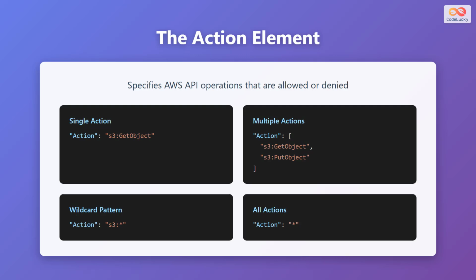The action element specifies which AWS API operations are allowed or denied by the policy. You can specify a single action, such as s3:GetObject for retrieving objects from S3. For multiple actions, you use a JSON array with comma-separated values, like s3:GetObject and s3:PutObject. Actions support wildcard patterns, so s3:* means all S3 actions. You can even use a single asterisk to represent all actions across all AWS services, though this is generally not recommended for security reasons. Each action corresponds to a specific API call in AWS.